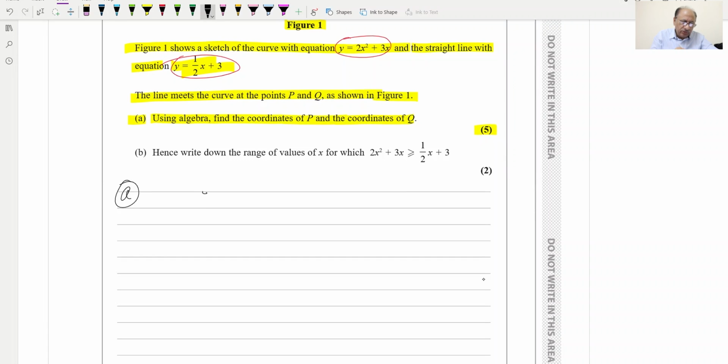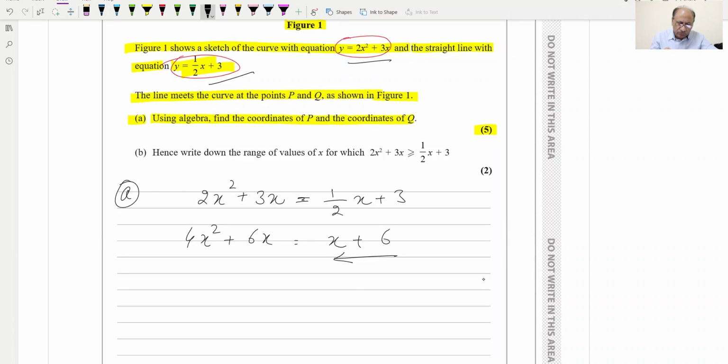So we can write 2x squared plus 3x is equal to 1 by 2 x plus 3, and we have equated this equation and this equation. Now we can algebraically simplify. Hopefully your algebra is sound. If you need revision, then revise algebra, because it is involved in so many types of questions. So we'll get rid of this 2 first, and we will multiply the whole equation by 2. So it will be 4x squared plus 6x is equal to x plus 6.